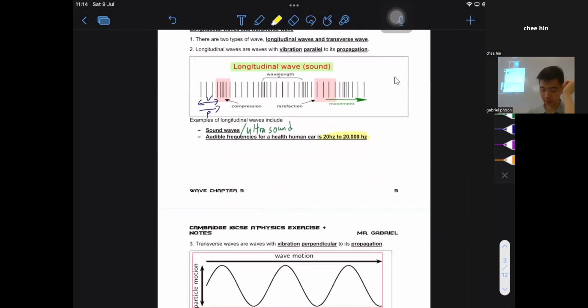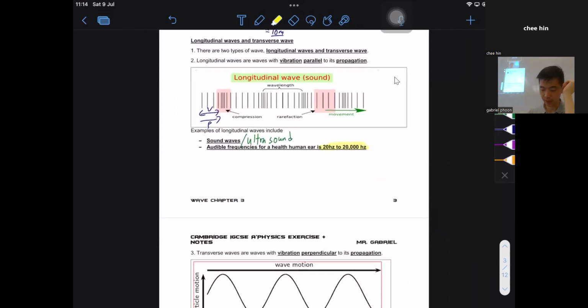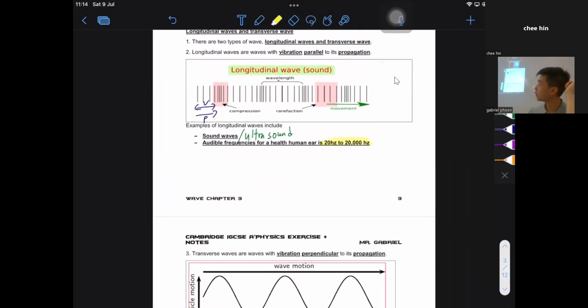Right, guys. Any questions from this part here? Can you see it? Is it too small?